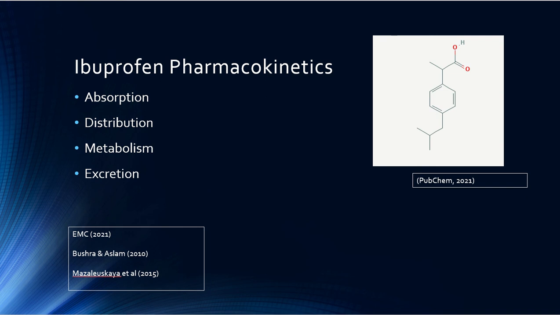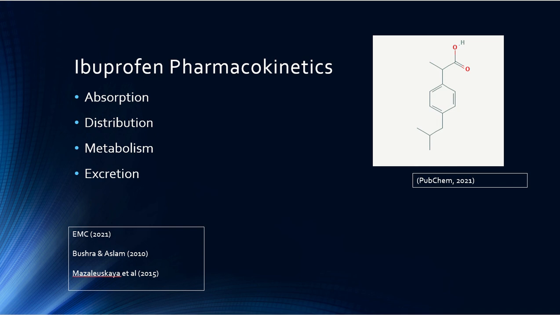Regarding the pharmacokinetics of ibuprofen, the absorption: as the drug for this patient was given orally, it is rapidly absorbed after ingestion through the intestine. 80% of the oral dose is absorbed through the GI tract.